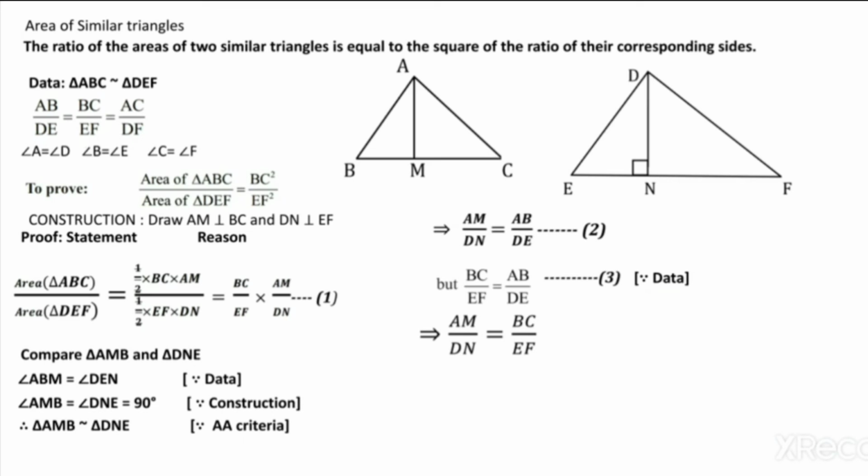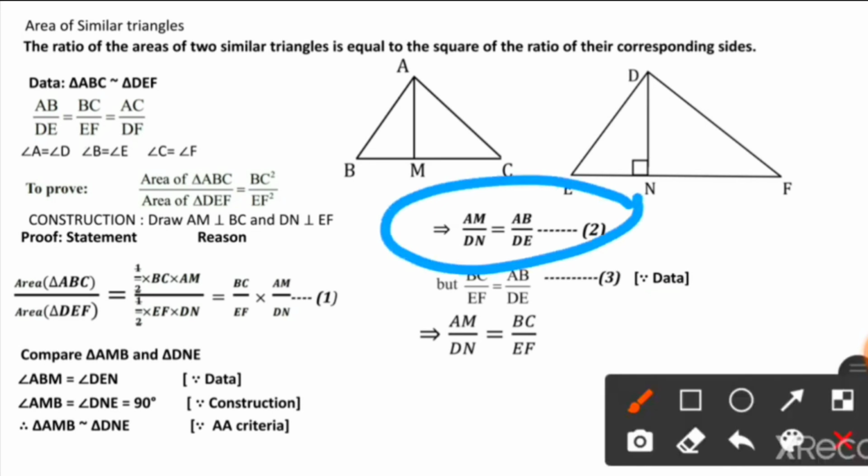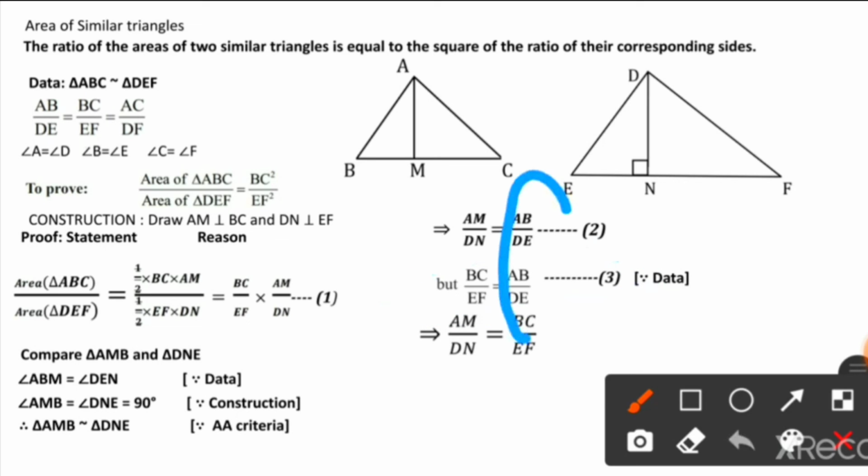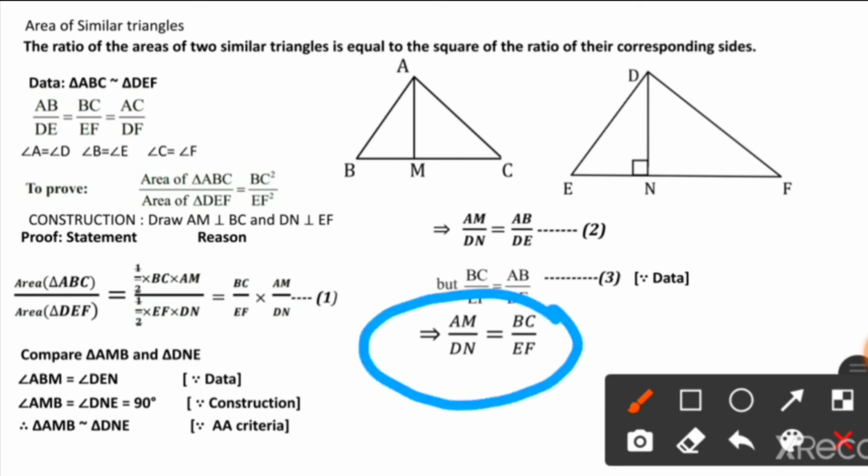The reason is we have got it from the given data. Then when you compare equation number 2 and equation number 3, you can see that AB by DE is equal to AB by DE on the right hand side. They both are the same. Since the right side is the same, automatically the left hand side has to be the same because of axiom 1, that is, things which are equal to the same thing must be equal to one another. Therefore, AM by DN is equal to BC by EF.